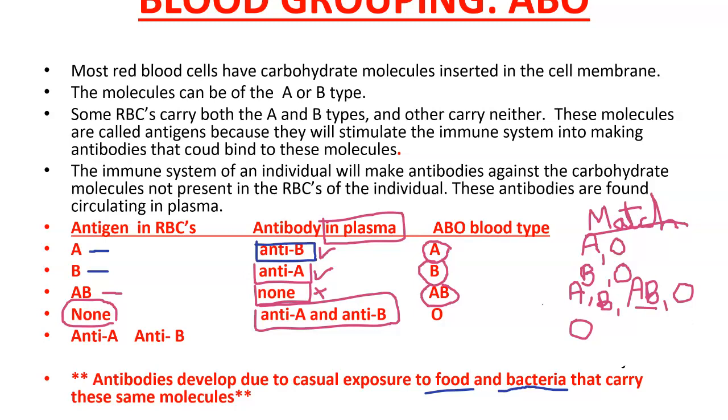On the other hand, type AB can only be given to another AB. But a person with type AB could receive any type of blood. So that is called the universal recipient. So type O is the universal donor. It can donate to anybody. Type AB can receive any blood.